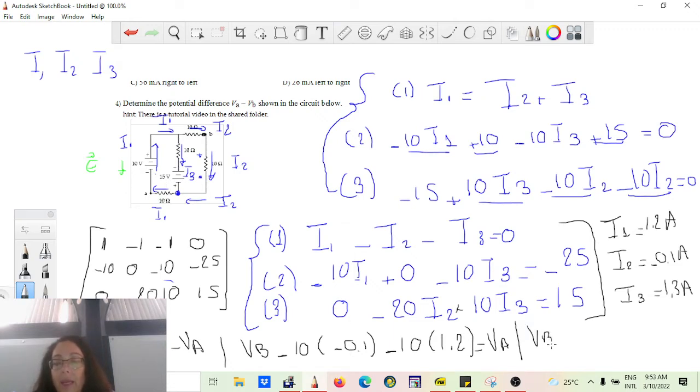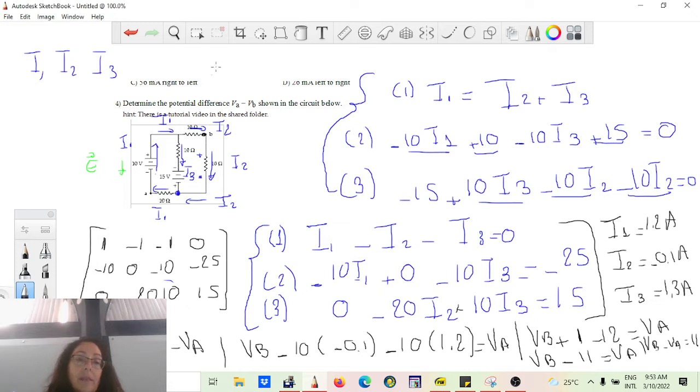So you have VB, that's going to be a plus 1, that's going to be a minus 12 equals VA. So that's VB minus 11 equals VA. And there was a mistake that I fixed. But you see that the answer, VB minus VA equals 11, but VA minus VB is minus 11. So final answer, VB minus VA equals 11 volt. That's what I did in my tutorial, but actually here they are asking you the opposite. So VA minus VB equals minus 11 volt.